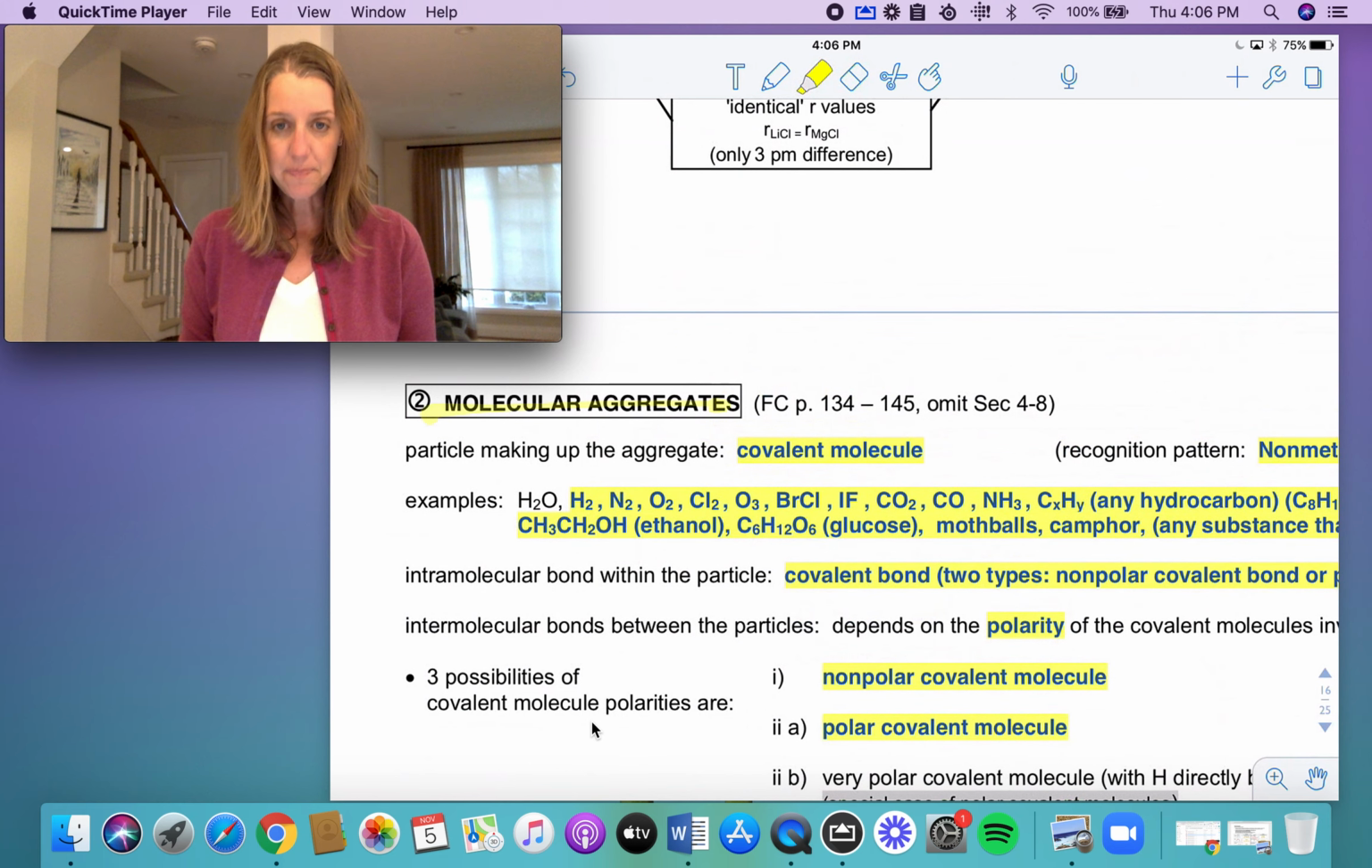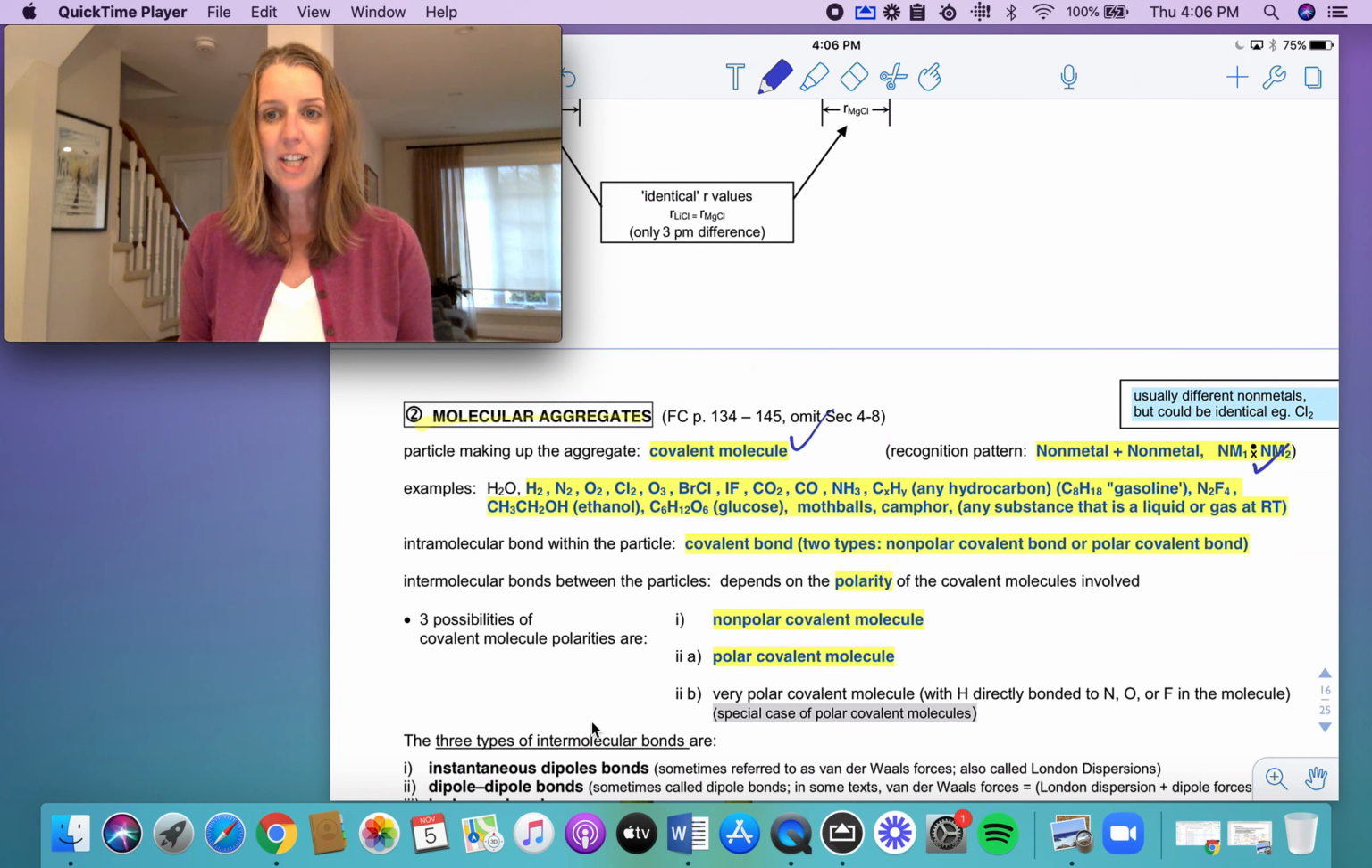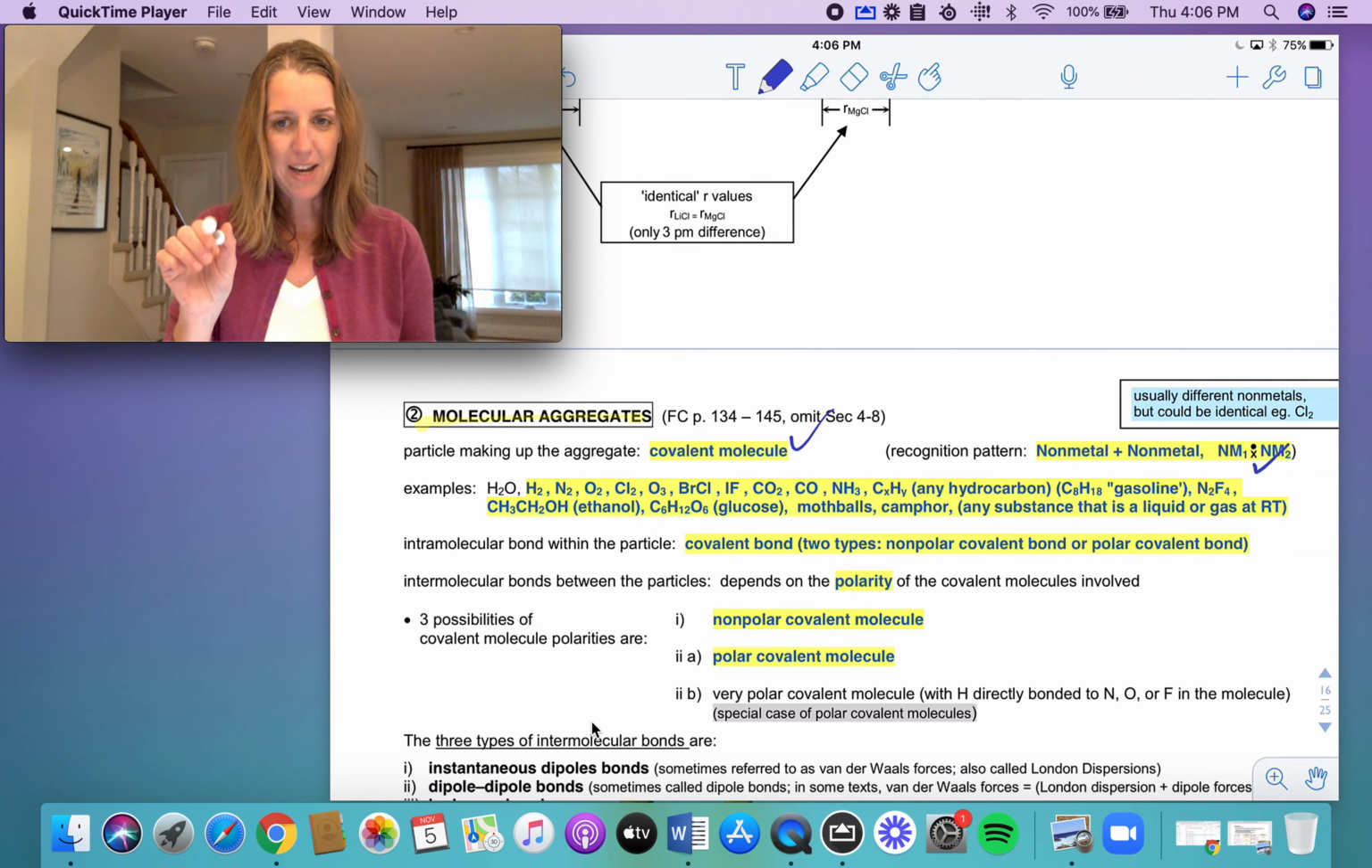They are made up of covalent molecules. How do we know that? Because there's a metal and a non-metal, usually different, but definitely can still be the same. And if you're thinking of which ones are the same, it's our diatomics. So feel free to fill in as many examples as you'd like.